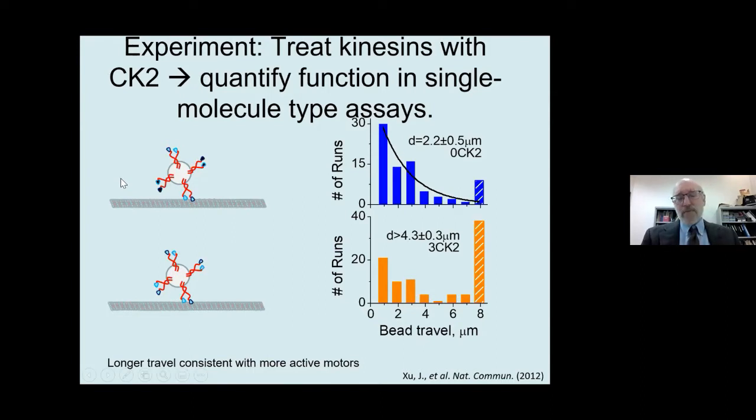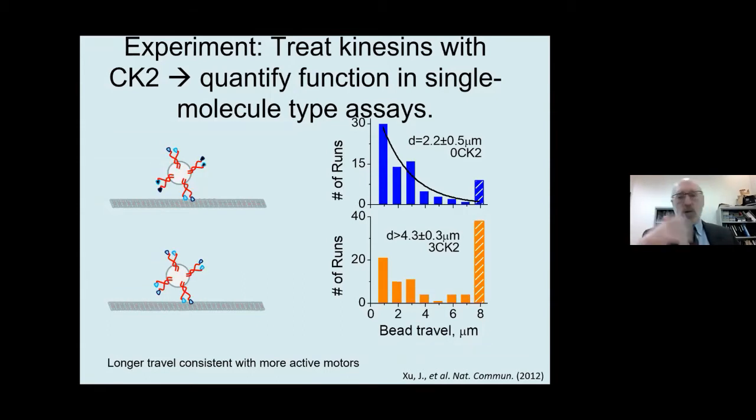So if you take the exact same amount of motor and you incubate it with CK2 and then you recruit it to beads, what you see is that the distance is more than 4.3 microns. We say more than 4.3 because a lot of them go out of the field of view. We got the 4.3 by averaging everything that we could measure, but a lot of them went more than 8 microns. Anything that went out of the field of view, we just scored as an 8 micron event, but it was in fact further. So that means that the mean travel was more than 4.3. So obviously there was a big increase in travel distance due to CK2 treatment.